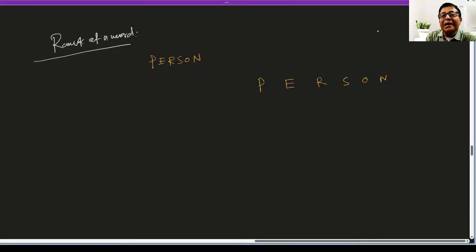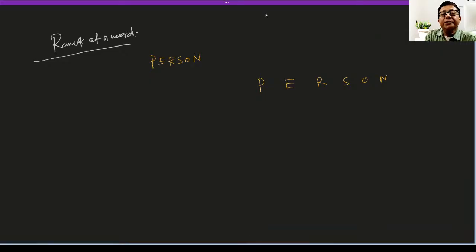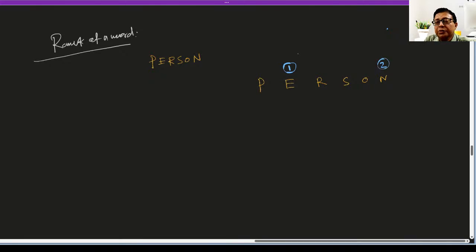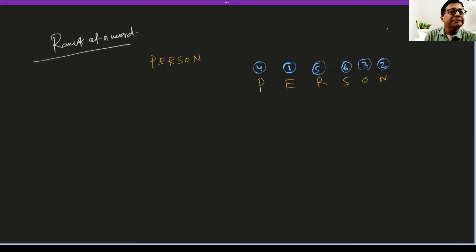First you give the rank to these letters. Which one comes first? Rank of E, it is 1. After E, alphabetically, this one is 2. This one 3. This one 4. This one 5. And this one 6. Okay?